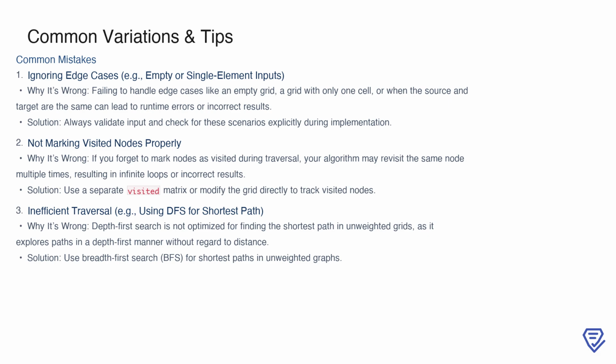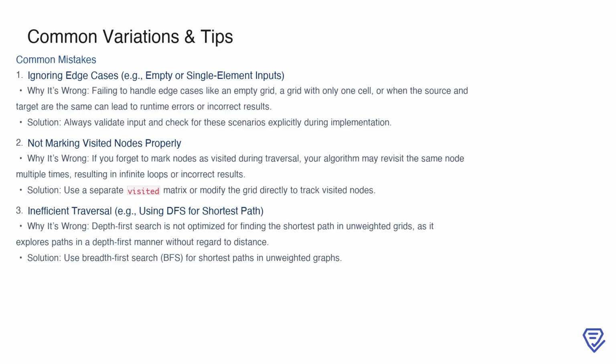Another frequent error is not marking nodes as visited during traversal. If you don't keep track of visited nodes, your algorithm might revisit the same node repeatedly, causing infinite loops or incorrect results. To prevent this, you can maintain a separate visited matrix or directly modify the grid itself to mark nodes as visited.